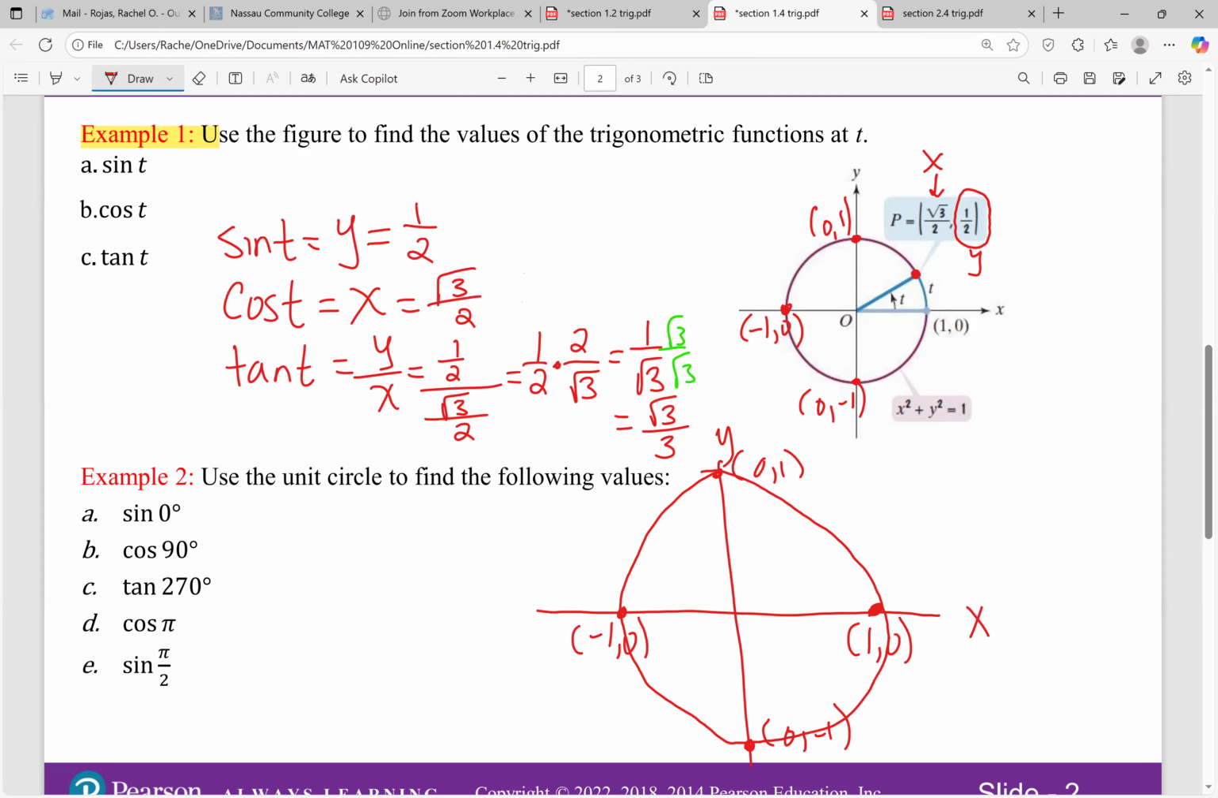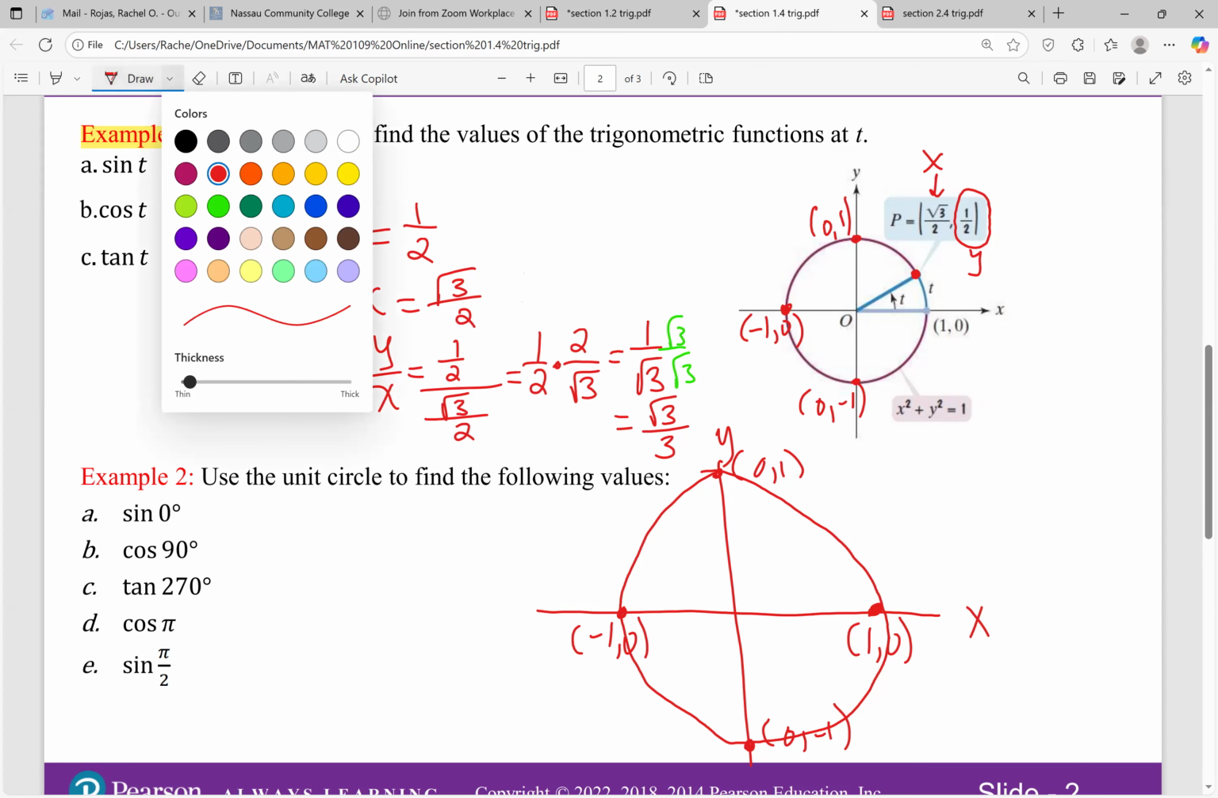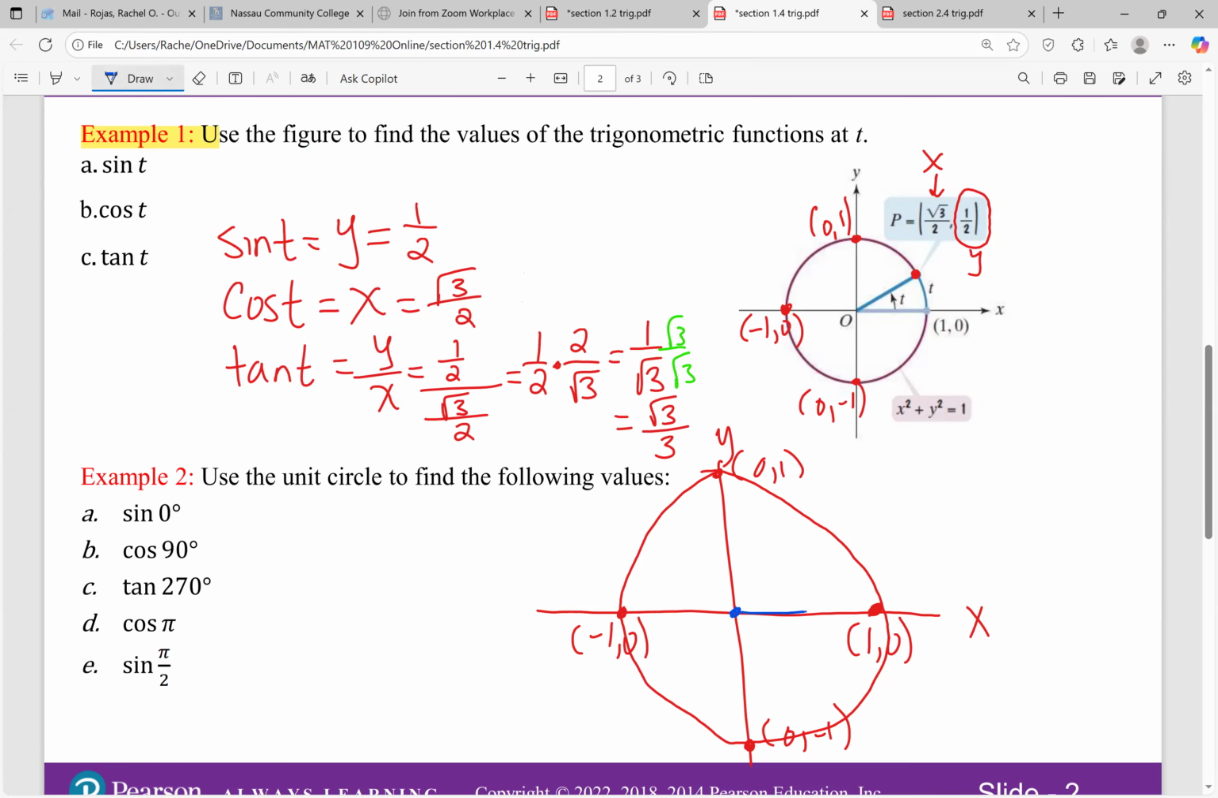So the sine of 0 degrees. Now let's think about, what does a 0-degree angle look like? Well, it's going to look like this, right? The initial ray and the terminal ray are just going to live on the x-axis, because that's an angle of 0. It's just a ray. And look at what point it goes through on the unit circle. It goes through the point (1, 0).